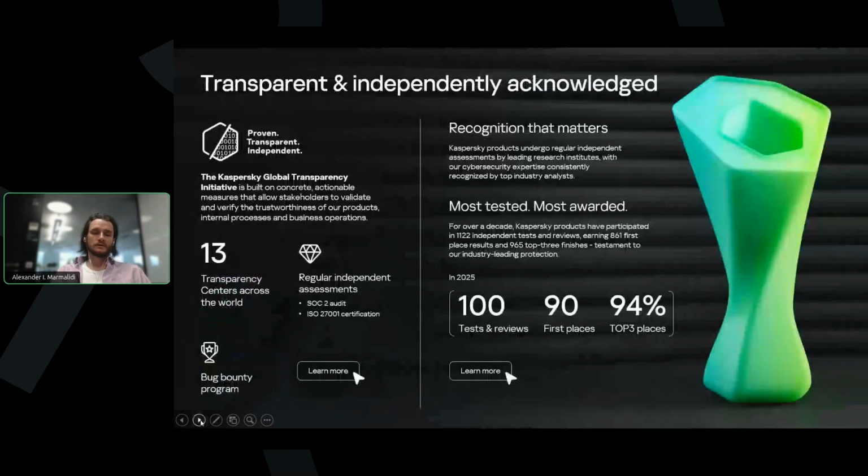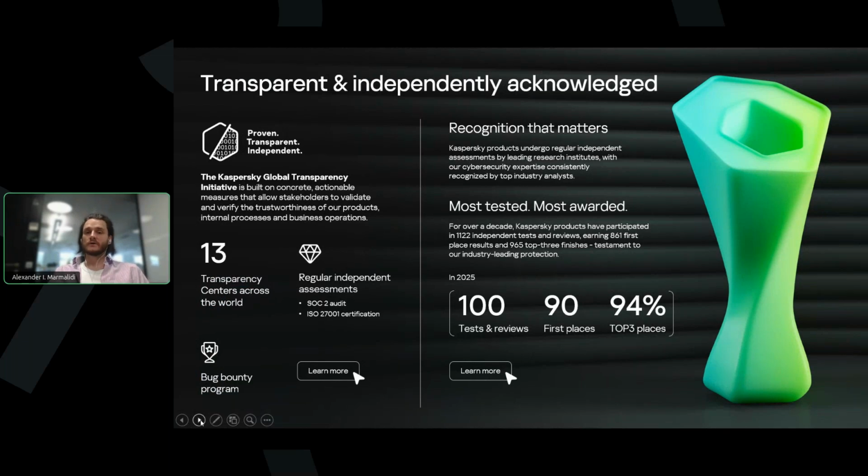Now, transitioning to our transparency and to our recognitions. Yes, we have 13 transparency centers all over the world, and these are facilities where stakeholders could come in and actually review our code and see that everything is up to the highest standards. There are, of course, regular independent assessments and more. More on this in the next two slides, but here I would also like to highlight our recognition.